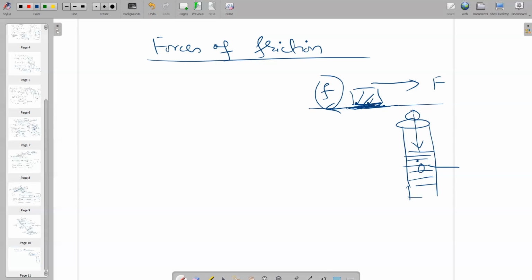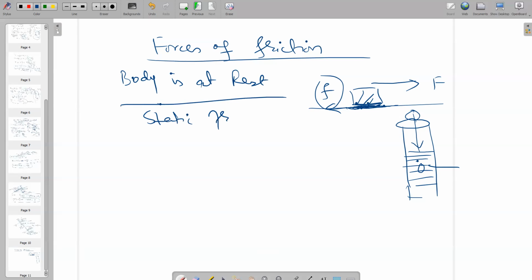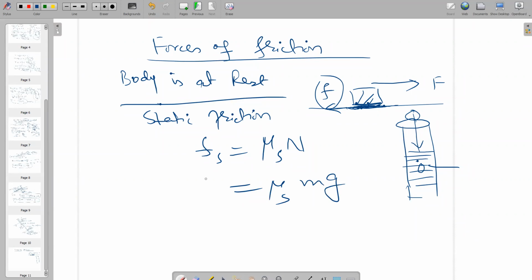Okay. So we want to study only the solid friction here. If the body is at rest, then friction is called static friction. Static friction, and F_s is equal to mu_s times N, and this is equal to mu_s times mg.